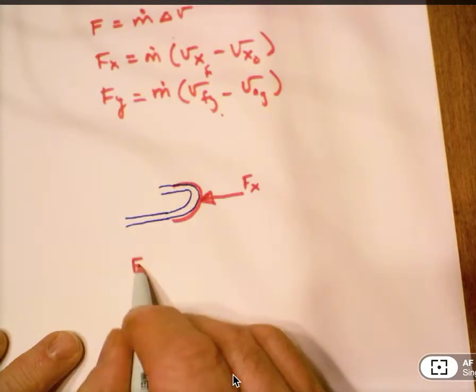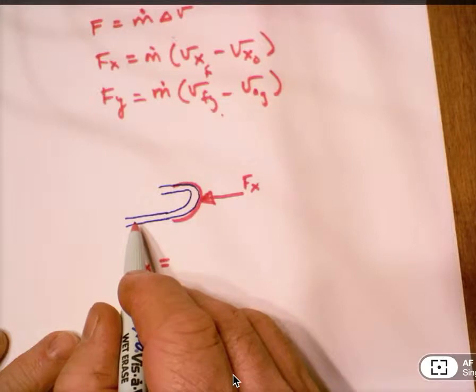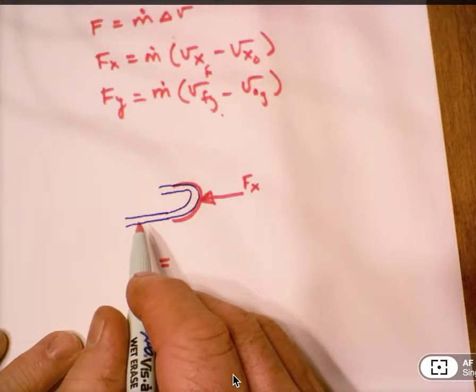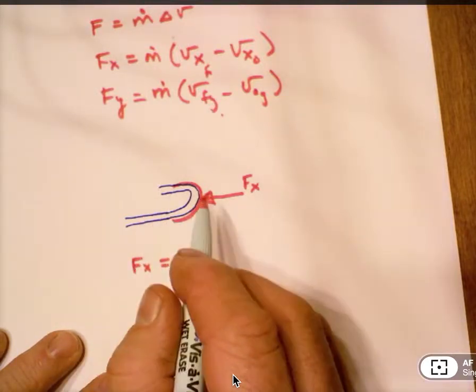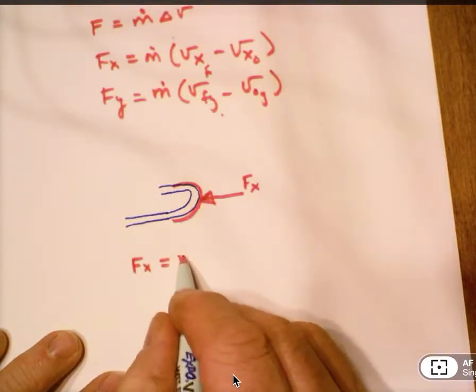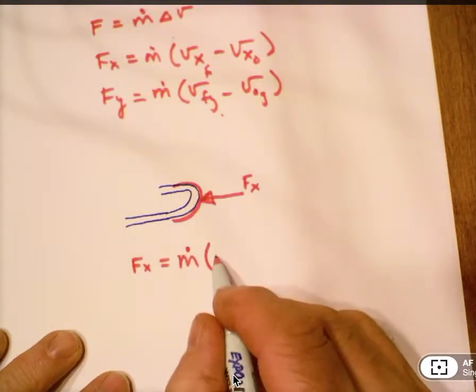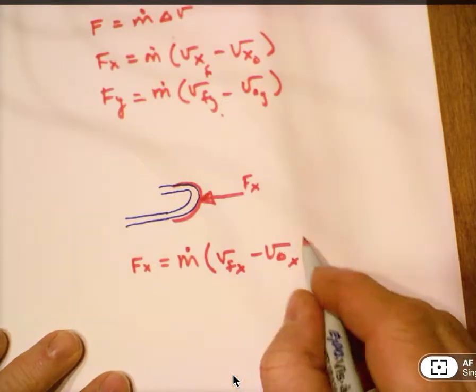So this force in the x would depend on how much mass is flowing in that stream of fluid. Is it 1 kilogram per second? Is it 1,000 pounds an hour? So the more the mass flow rate, the more force it would take. And then the final velocity in the x minus the initial velocity in the x.